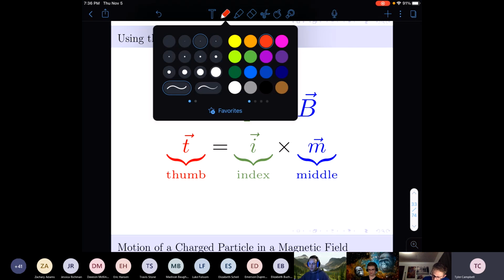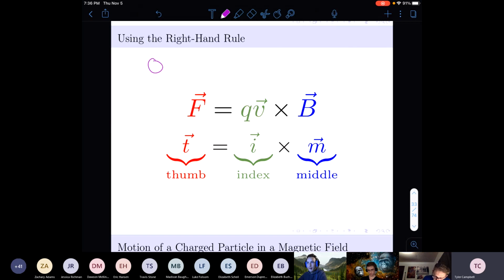So if I were to draw out a rough example here, let's say we'll draw it in purple. Let's say I had a B field going into the page, and let's say my velocity vector was, what's the easiest way to do this on my hand? Up. So we'll make B into the page, and we'll make our velocity vector up, and now we want to know the direction of my force.